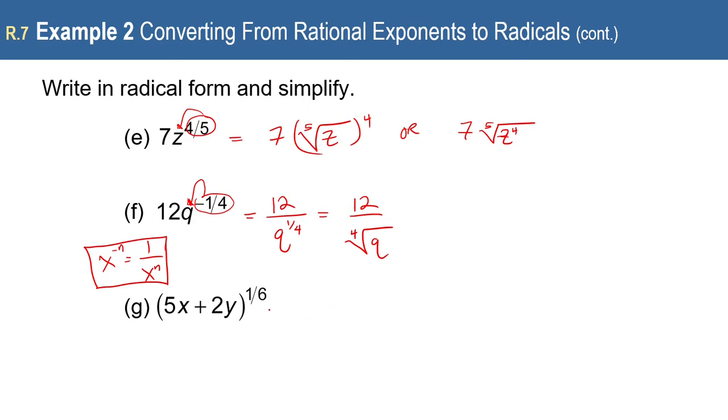For part G, again the index is going to be 6, so this is the 6th root of 5x plus 2y raised to the 1, but we don't really need it because we have an invisible 1 right here.